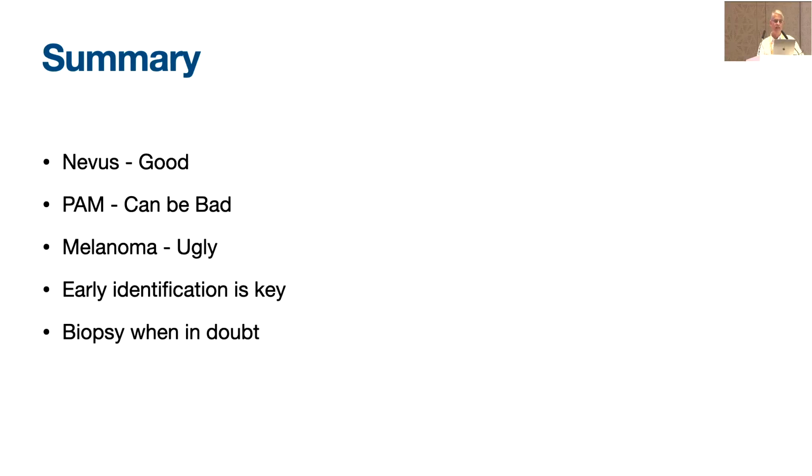So in the end, to summarize, there are good, bad and ugly pigmented lesions. Nevi or complexion associated melanosis are the good ones. PAM, some of them can be good, some of them can be very bad, and melanoma is really ugly. So early identification is the key, because you want to avoid metastasis, you want to save the life of the patient at a stage where it is manageable.